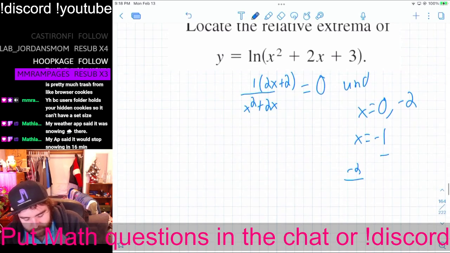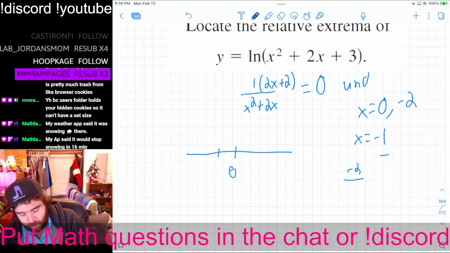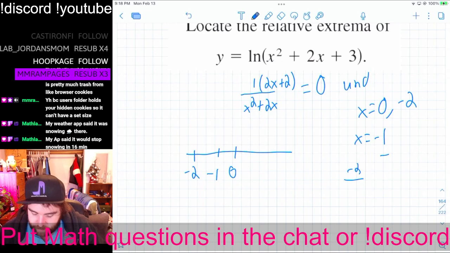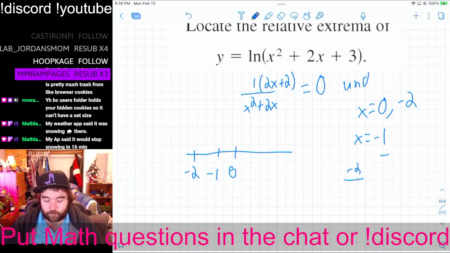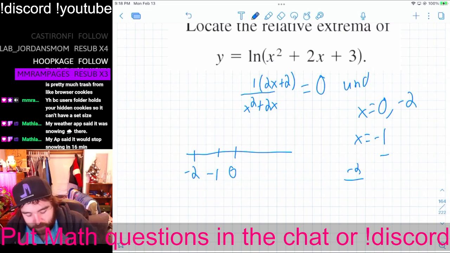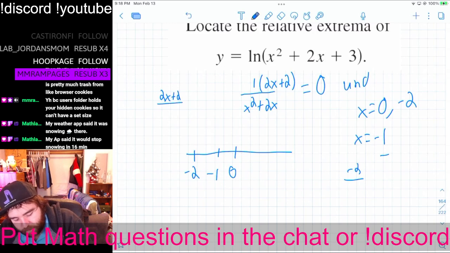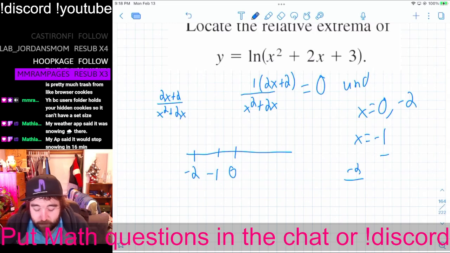Let's look at the first derivative and let's make a sign line. So let's do 0, -1, and -2. And let's think about if it's increasing or decreasing in between those. So if I plug in a positive number to this derivative, remember, should I rewrite the derivative better? 2x plus 2 over x squared plus 2x. So when I plug in like 1, it's definitely positive, right? There's no way it's not positive here. So that means it's increasing.